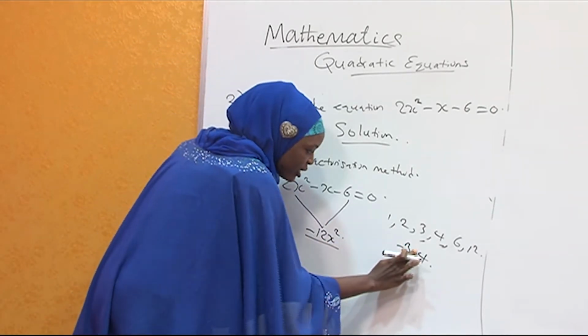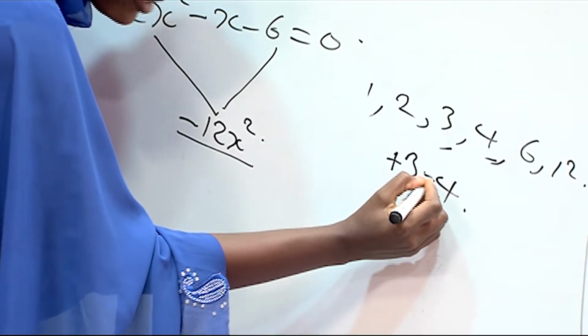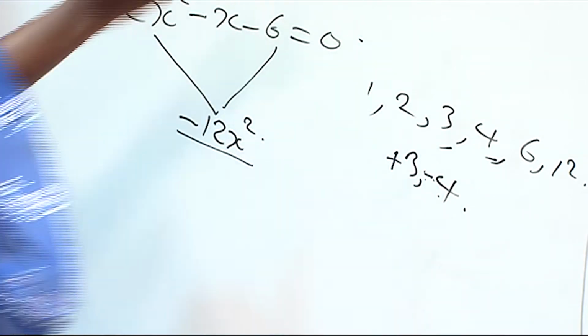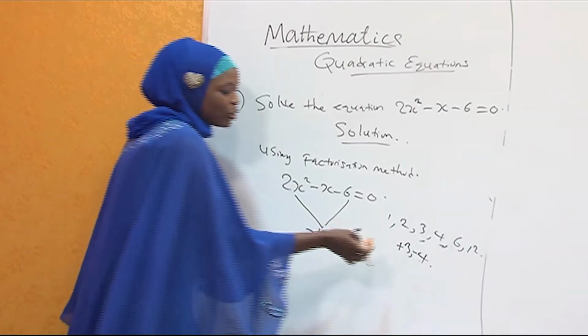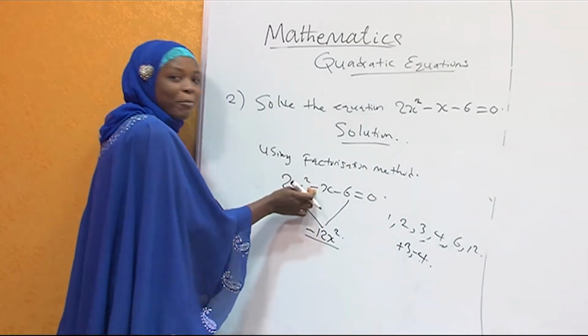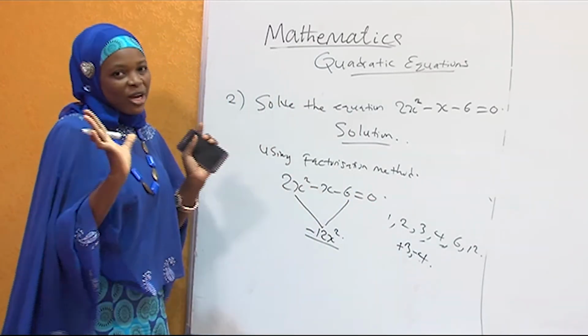Let me interchange. If I put plus here and minus here, you also check that. Plus 3 times minus 4 will give minus 12. That's correct. Now, plus 3 minus 4, you know it will give minus 1. Now, these are the factors that we are looking for.